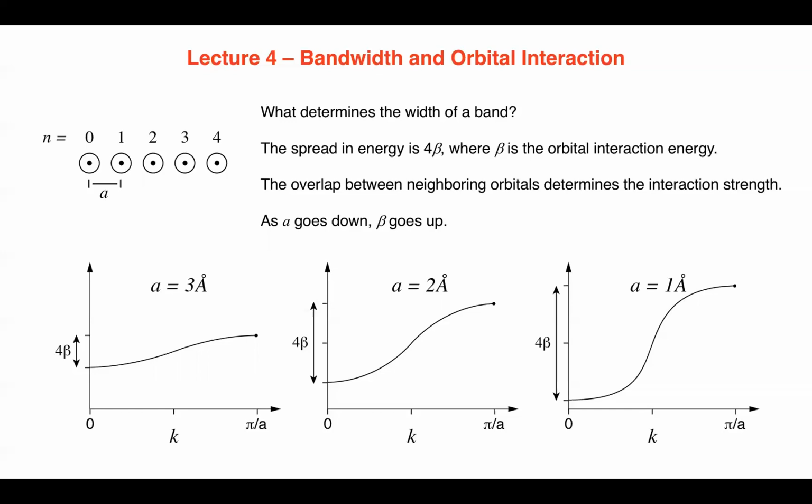So just to connect these two pictures, the width of the band is all about orbital overlap. And in energy units, this is all about beta changing. So the interaction strength goes up, beta gets larger, and this diagram, this energy versus k diagram, gets wider and wider.